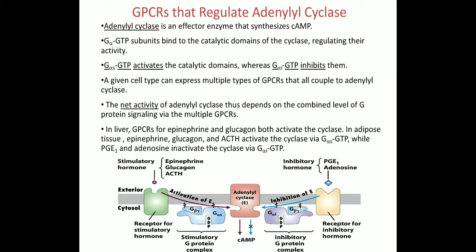The ligand stimulated formation of active G alpha GTP complexes occurs by the mechanism shown in this figure. However, the G alpha GTP and G inhibitory alpha GTP interact differently with the adenylyl cyclase, so one stimulates and the other inhibits its catalytic activity, which is shown in this figure.